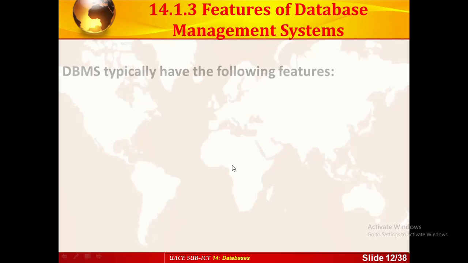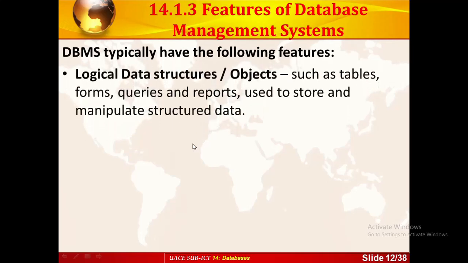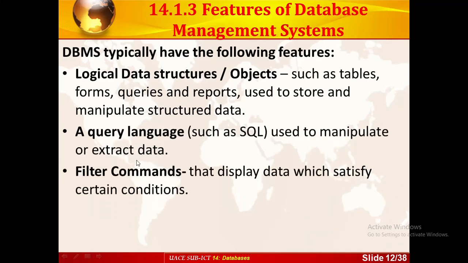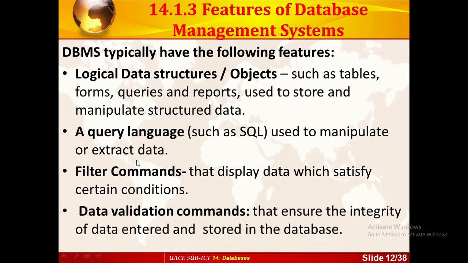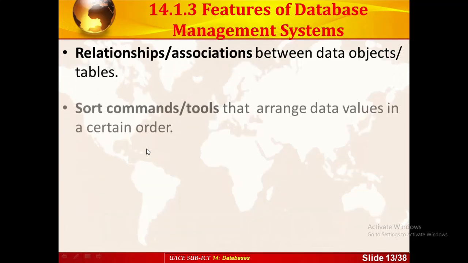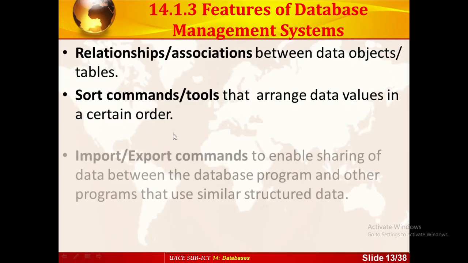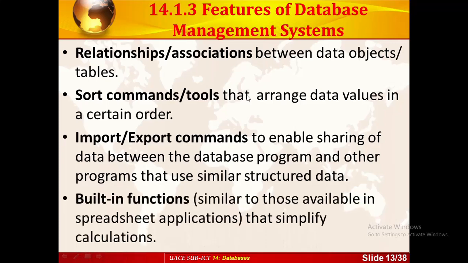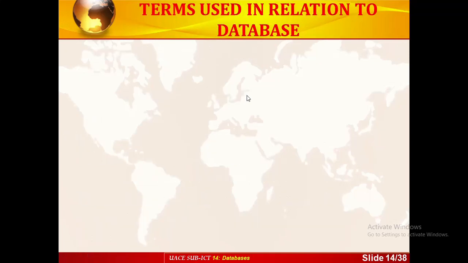What are some of the features? One of them, we have local data structure objects that are tables, forms, queries, and reports. These are used to add data and manipulate it. We have queries, filter commands, data validation commands, relationships, sort commands. We have import and export commands, built-in functions. So this is what makes a database unique. All these features are inside that program.